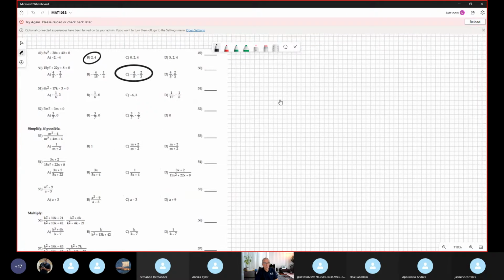Okay, 51. 51 is 6k squared minus 17k minus 3 equals 0. Again, a quadratic equation. And in the left-hand side, we have a trinomial. What kind of trinomial? Well, it's complicated because we have 6 here. And the way is multiplication of this and this. It's 18. Remember, I don't care about the sign. The sign is not important now, because the only thing that we are doing is trying to find the key to open the door.